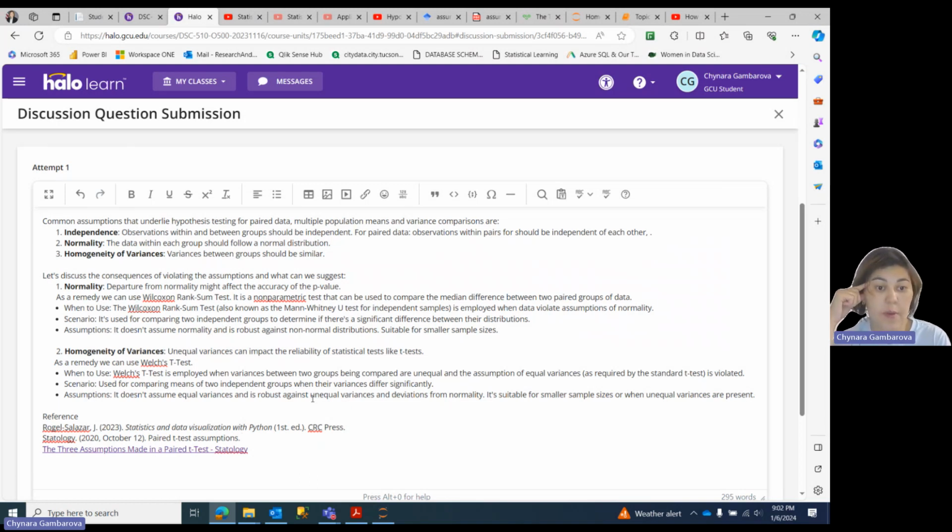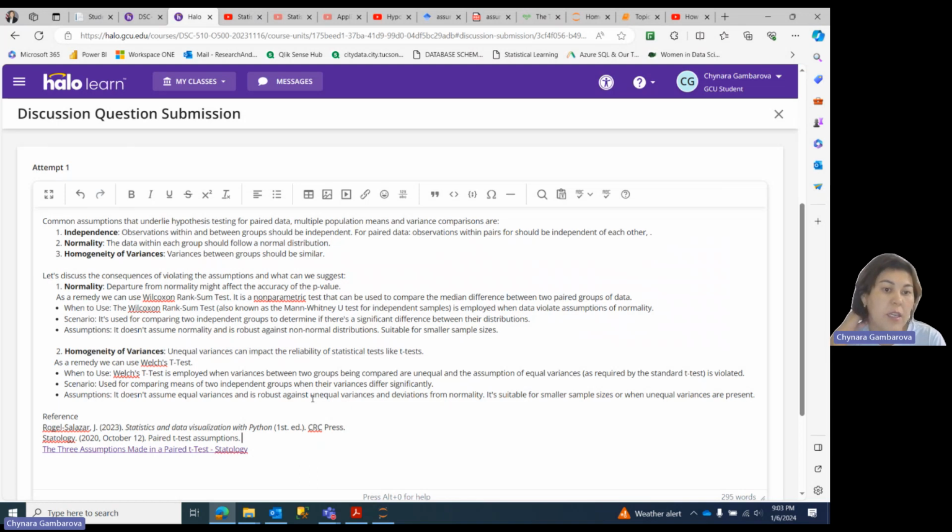For example, it's used for comparing two independent groups to determine if there is a significant difference between their distributions. Assumptions: it doesn't assume normality and it is robust against non-normal distributions, suitable for smaller sample sizes, for example, less than 30.